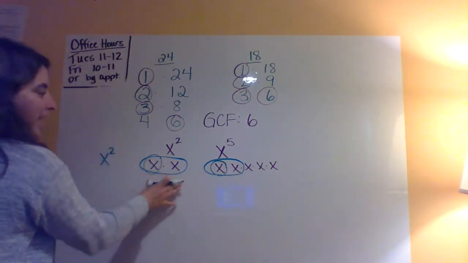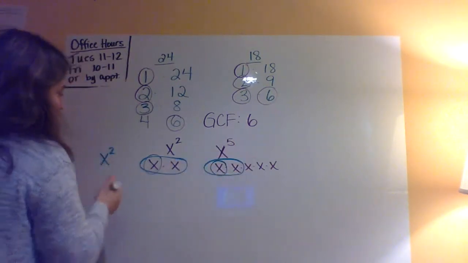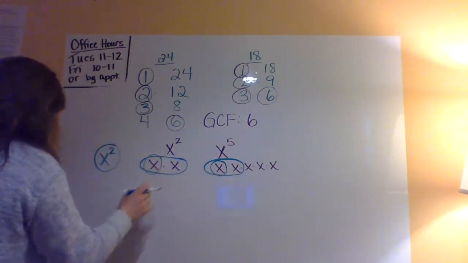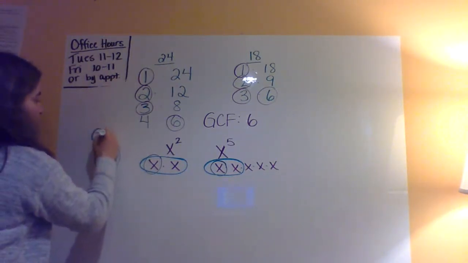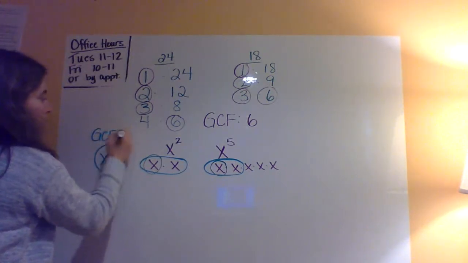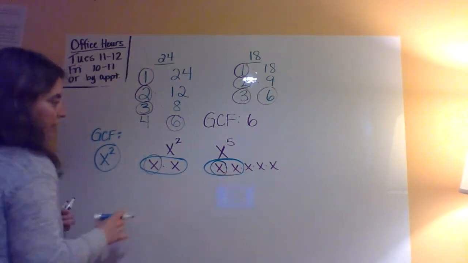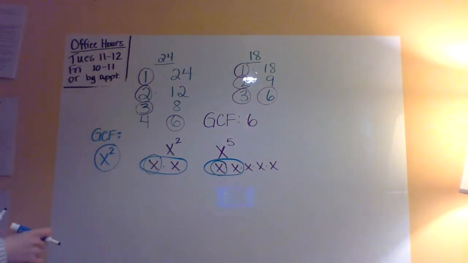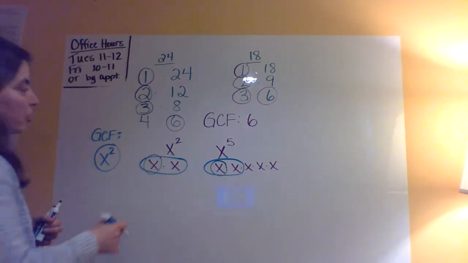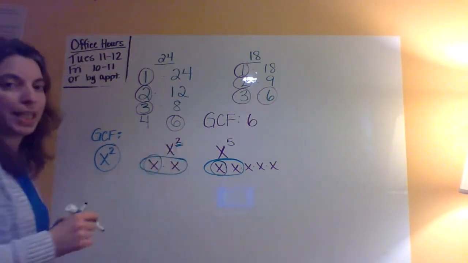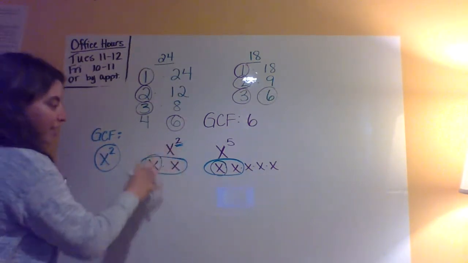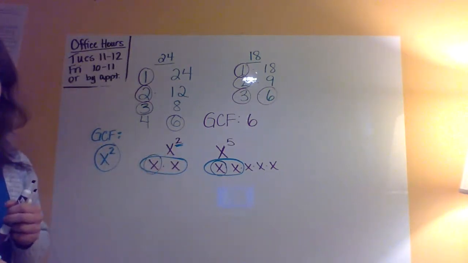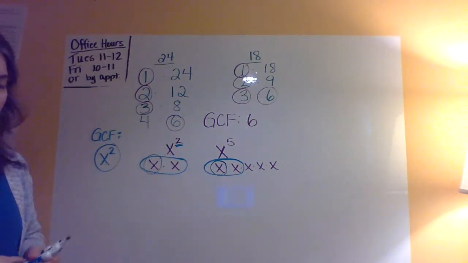Okay, I can't take any more out of both of those because this expression doesn't have any more x's. So this then is my greatest common factor when I'm dealing with expressions that have variables. So my greatest common factor, you can see, actually ends up being my smallest exponent, because that's the most number of x's that I can take out of that term. And again, we'll work more with this in a few minutes.